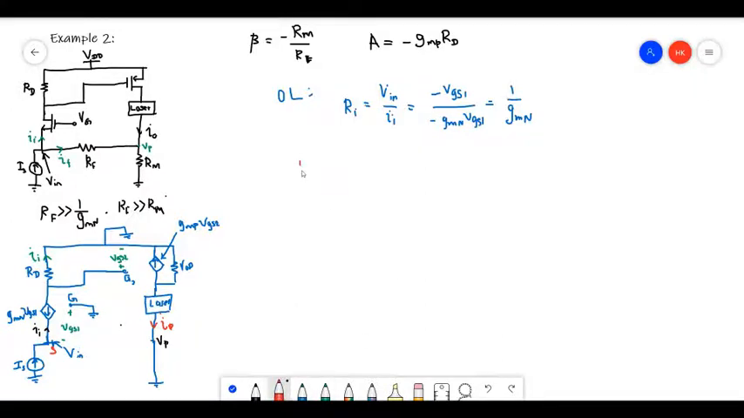So using this I can calculate the closed loop input resistance. The closed loop input resistance, as we calculated before, is equal to the open loop input resistance divided by 1 plus A beta. So that will be 1 over GMN, divided by 1 plus Rm over Rf times GMP RD.